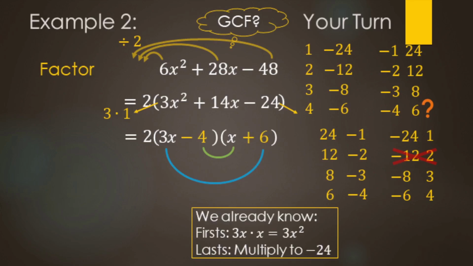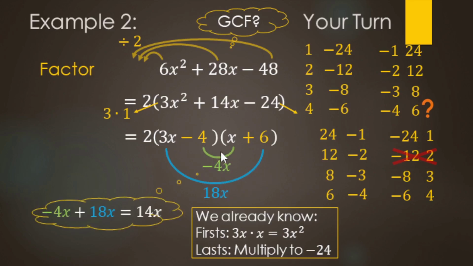Here we go. First and last are good. Just checking the outers and the inners. 3x times 6, 18x. Negative 4 times x, negative 4x. Add those up. 18x minus 4x does indeed make 14x. So there is our list of factors: 2 times 3x minus 4 times x plus 6. Stay tuned because we have a shortcut coming up here, or a faster way of doing this.